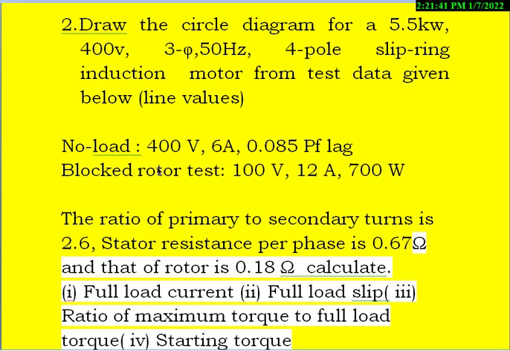The no load test data is 400 volts, 6 amperes, 0.085 power factor lagging. Blocked rotor test: 100 volts, 12 amperes, 700 watts. The ratio of primary to secondary turns is 2.6. Stator resistance per phase is 0.67 ohms and that of rotor is 0.18 ohms.